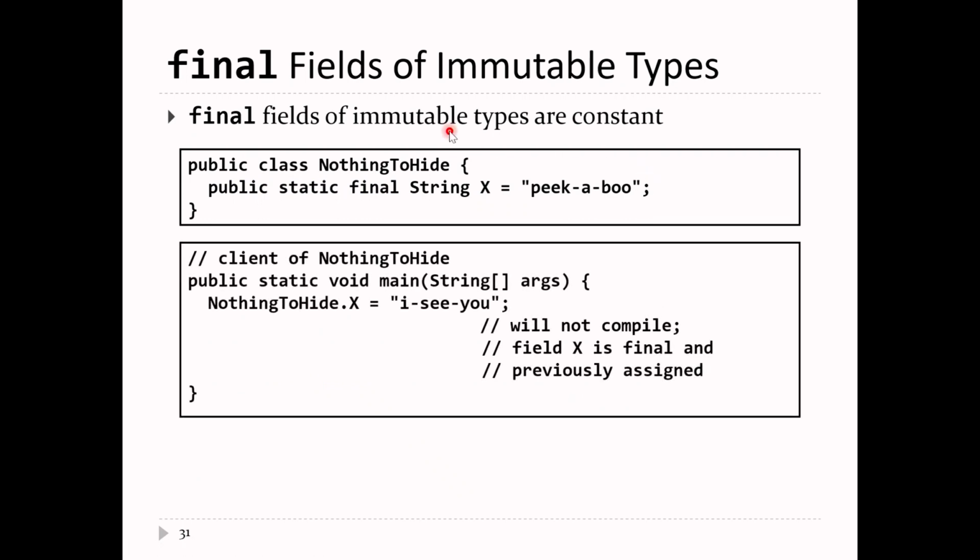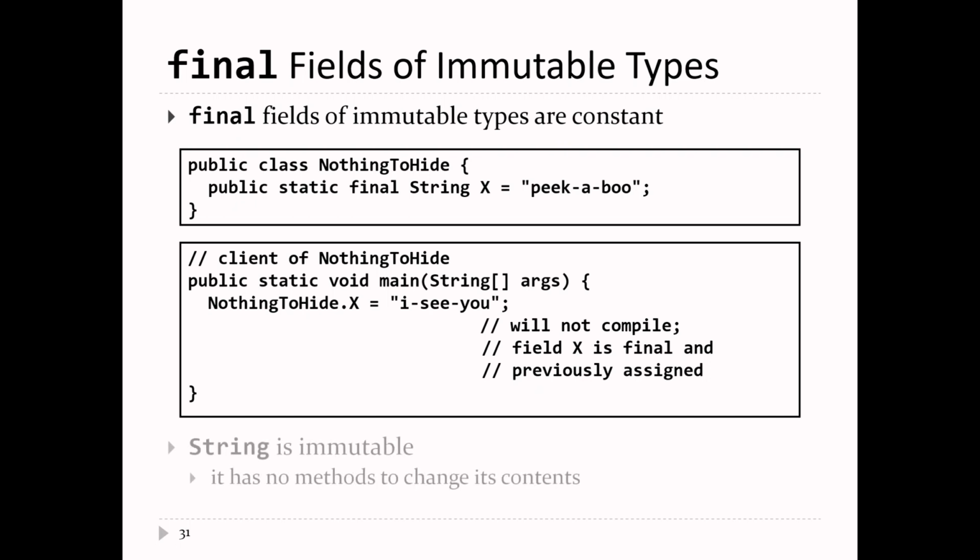If you have an immutable type that's not a primitive, so an immutable reference type, then the String object in this case is effectively a constant as well. Here I've got a static final String called x, set to the string "peekaboo". First of all, you can't change the state of that string. There's no way for you to change the characters in peekaboo, so the string itself is constant. But I also can't reassign x. If I try to write NothingToHide.x equals something else, that won't compile. The compiler will tell you that you've already assigned a value to x and can't do it again. So if you have an immutable type, then it's effectively constant as well.